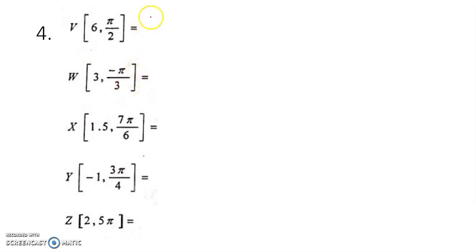With v, if I'm at 6 and pi over 2, say I want to keep that 6, but I want to go the negative direction. If you need to, draw your unit circle. Pi over 2 is up here. If I go that negative direction, that would be -3 pi over 2.